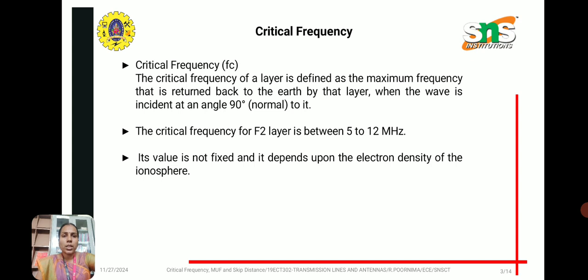Next is the critical frequency. The critical frequency of the layer is defined as the maximum frequency that is returned back to the earth by the layer when the wave is incident at an angle of 90° to it. The critical frequency of the F2 layer is between 5 to 12 MHz. This value is not fixed, it depends upon the electron density of the ionosphere.